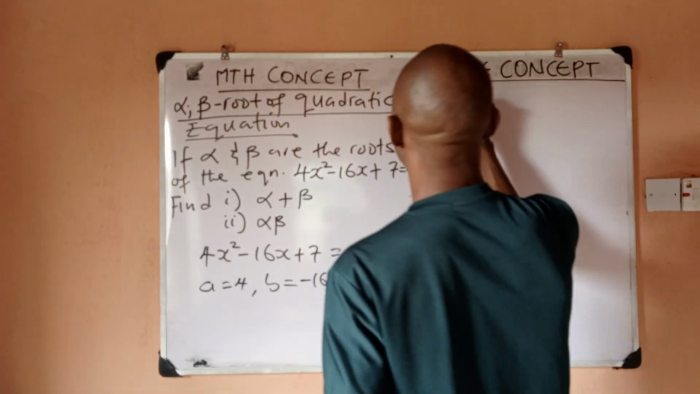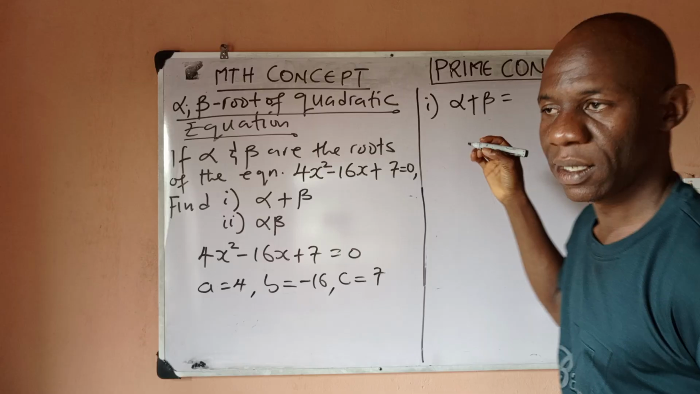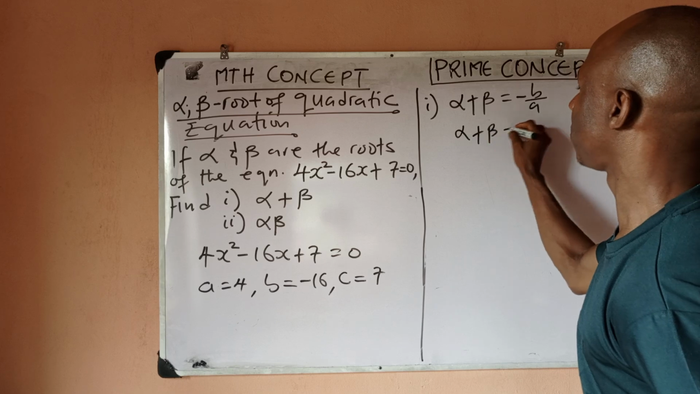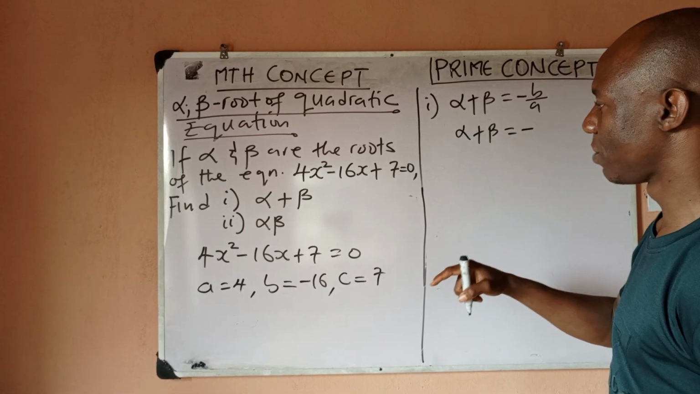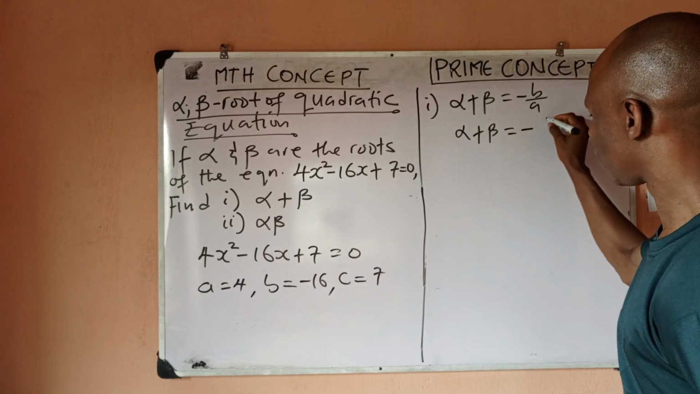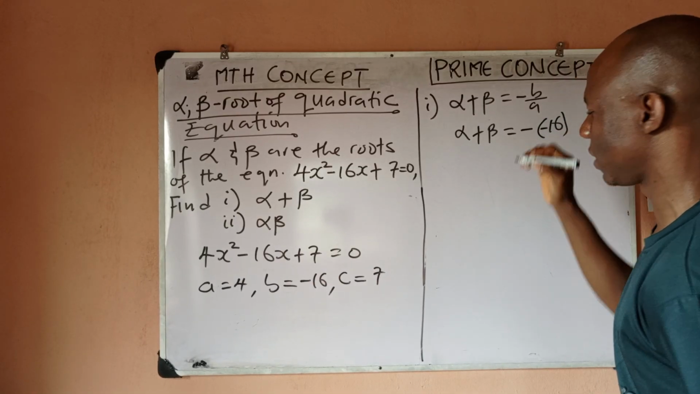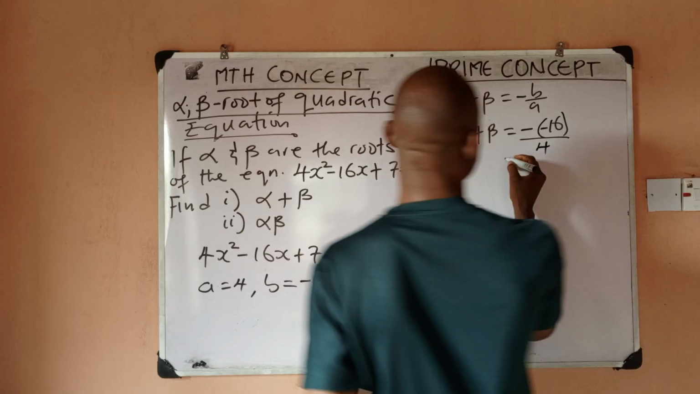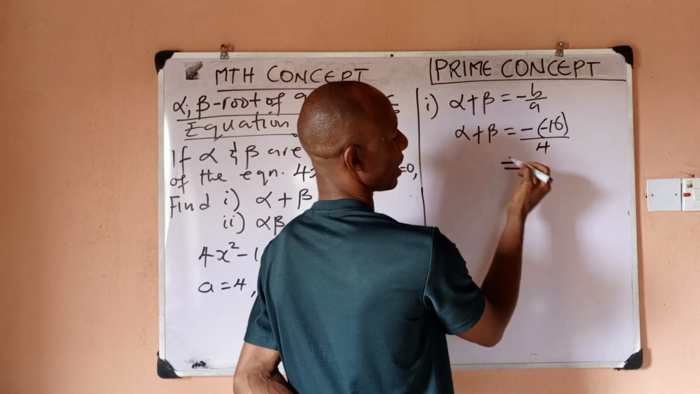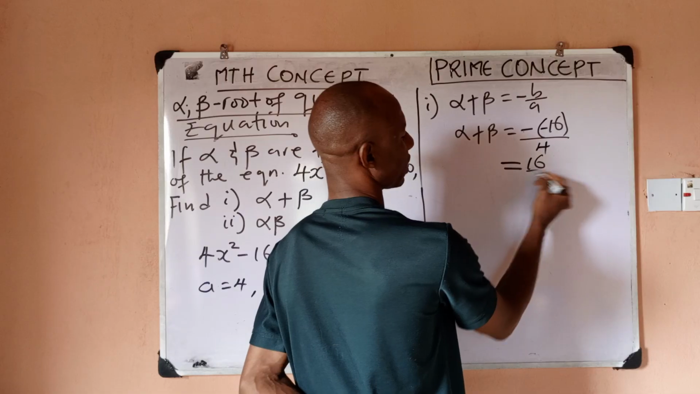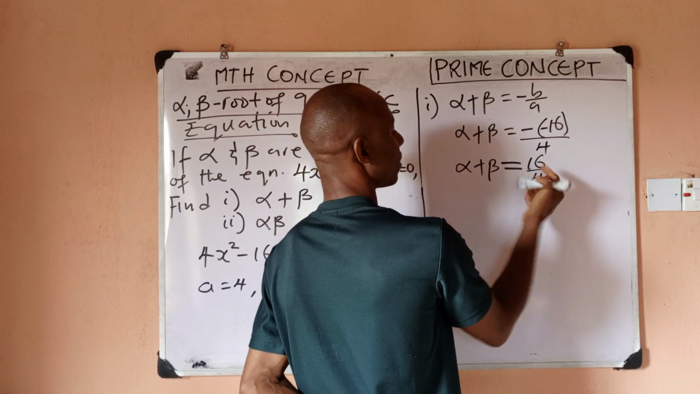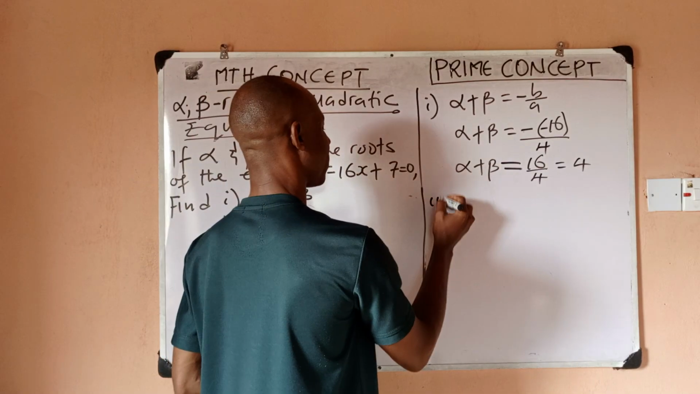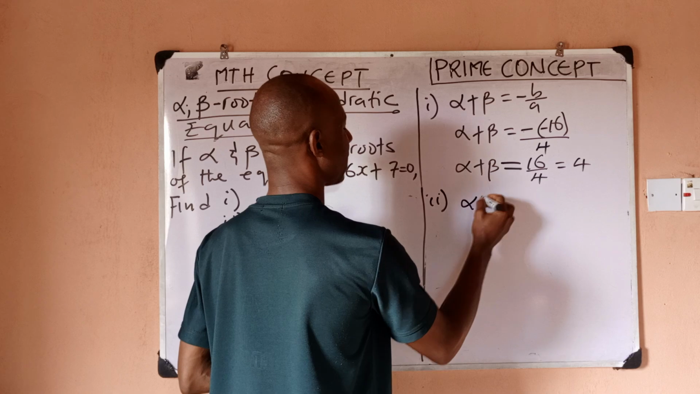Then we already know that alpha plus beta has a formula which we just derived, which is minus B over what? A. So it means that my alpha plus beta is minus, what is my B? My B is minus, don't forget, I will use brackets, minus 16. Then divided by my A, and my A is what? Is 4. So my alpha plus beta, minus times minus is plus, so I have plus 16 divided by 4. So if I divide this, I will have 4. So alpha plus beta is what? 4.